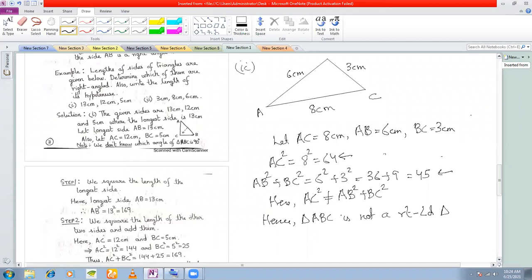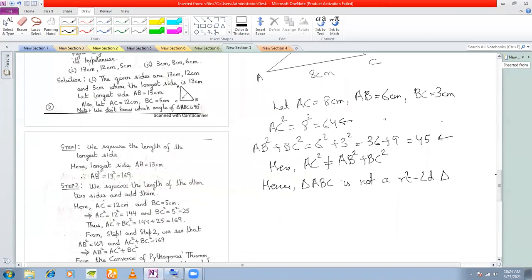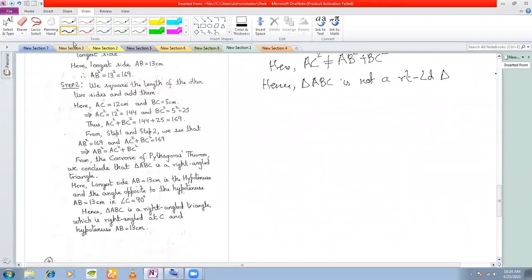If it is not a right angle triangle, then the question of hypotenuse does not occur, isn't it? Do you agree? Yes, sir. Fine. That is what the converse of Pythagoras theorem is. Converse of Pythagoras theorem is used just to check whether a triangle is right angled or not. Now, one more interesting point that I would like to mention before I end.